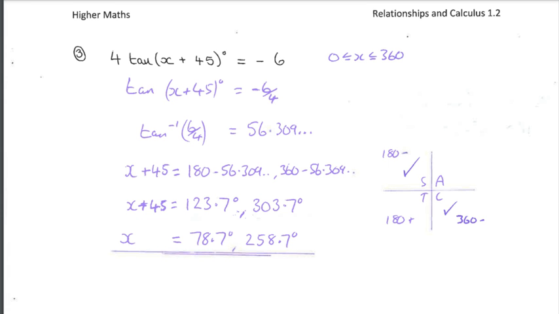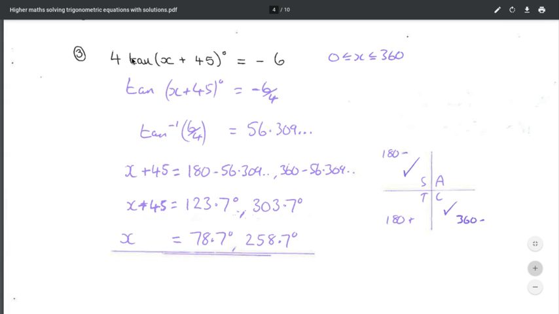So we're going to have a look at solving 4 tan(x + 45) = -6. So again, let's just have a think about what this actually is that we're doing. We're going to think about what the graph of 4 tan(x + 45) looks like. We're going to find out when that graph is at a height of -6.